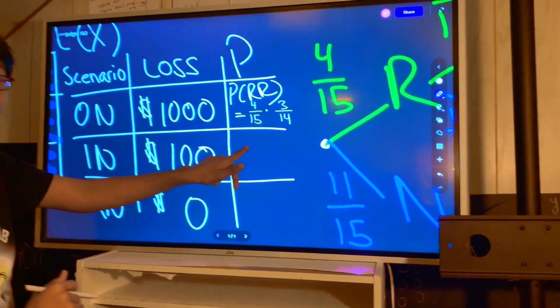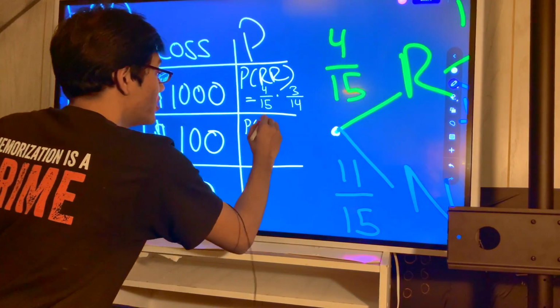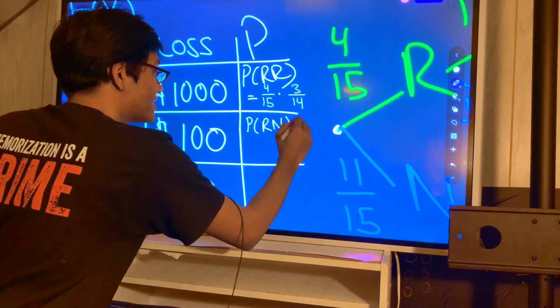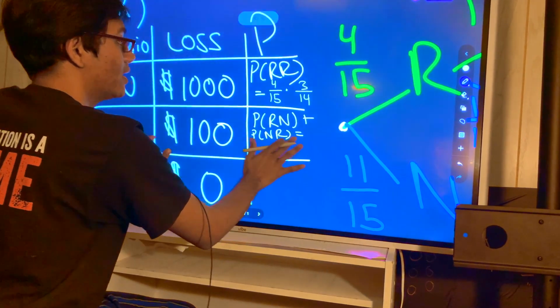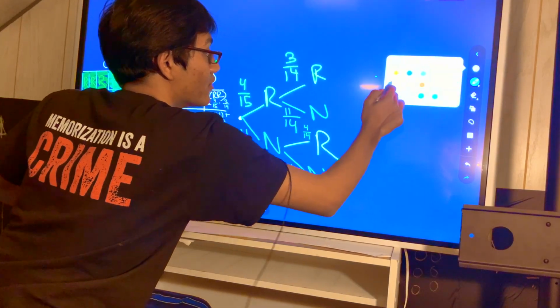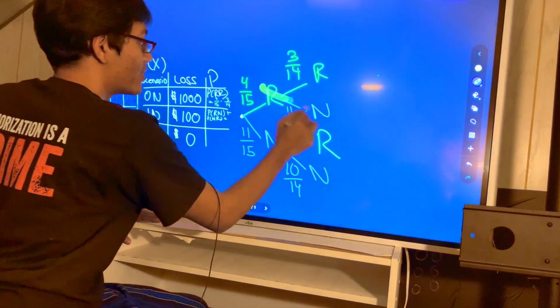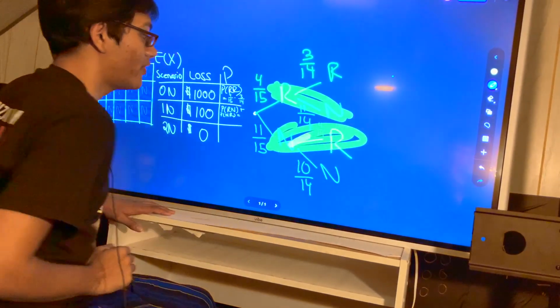All right, second scenario. How about you ship 1 new? Well, 1 new is the same as the probability of shipping 1 refurbished and 1 new, plus the probability of shipping 1 new, 1 refurbished. Well, what's that going to be? Check it out. I'm going to highlight these for you. Hopefully you can see that's either this path of new and refurbished or refurbished and new.